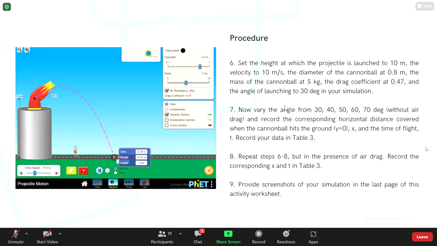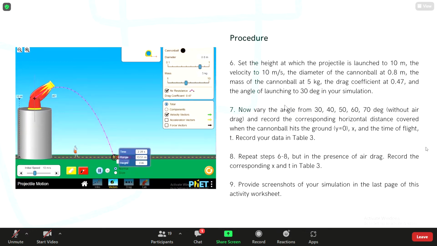Afterwards, we set the height at which the projectile is launched to 10 meters, the velocity to 10 meters per second, the diameter of the cannonball at 0.8 meter, the mass of the cannonball at 5 kilograms, the drag coefficient at 0.47, angle of launching to 30 degrees in your simulation.